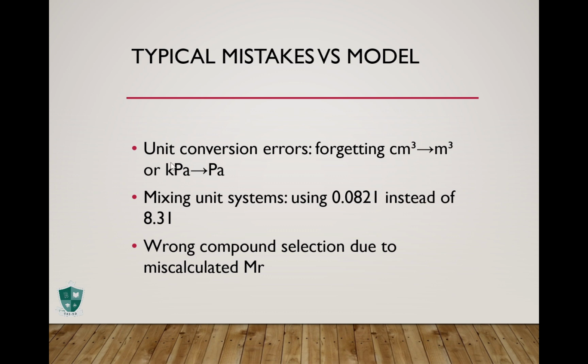They usually make mistakes related to unit conversion. They forget to convert centimeter cube to cubic meters, or they convert centimeter cube into dm cube and then simply start their calculations. Sometimes they mix unit systems. As I've said, you need to use 8.31 as your R if your pressure is in pascals, but some people use 0.0821, which is used for another unit of pressure. So you don't want to do that.